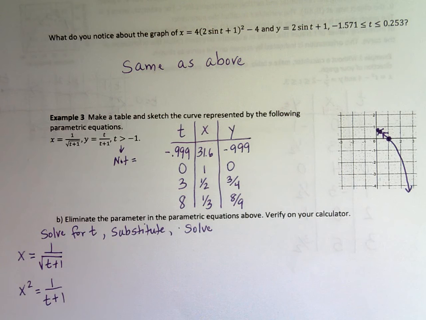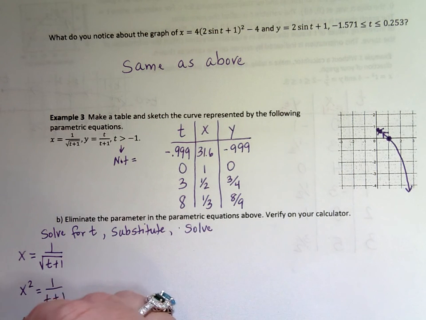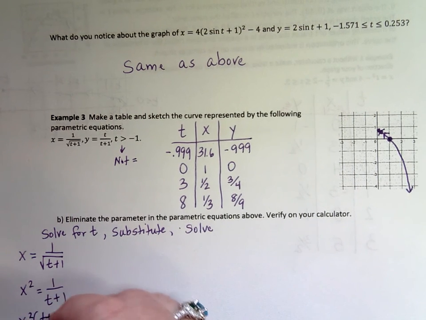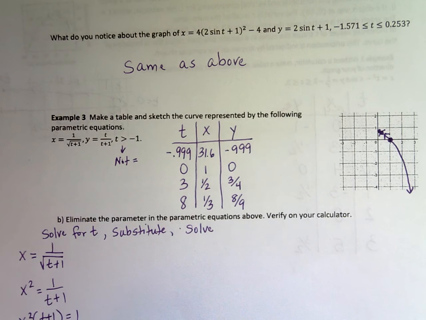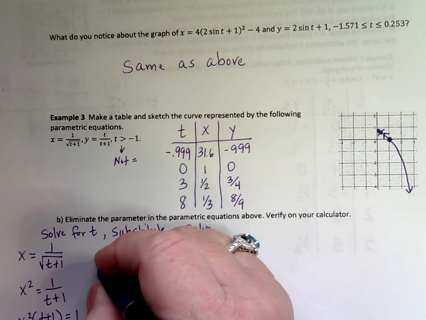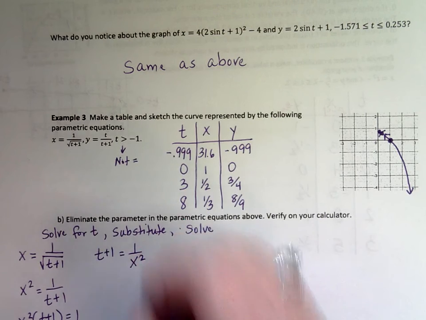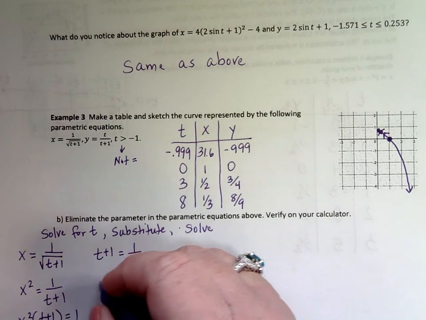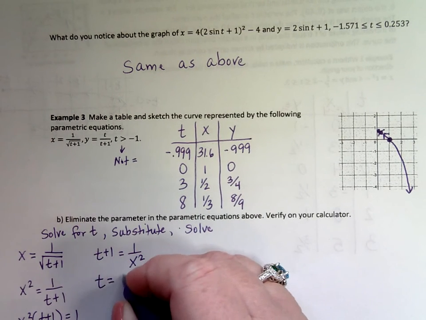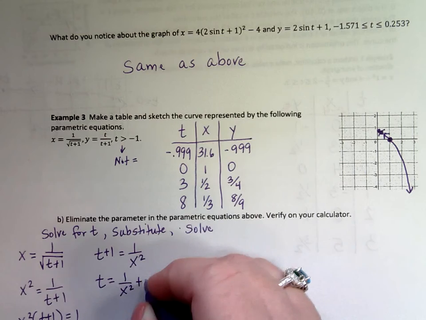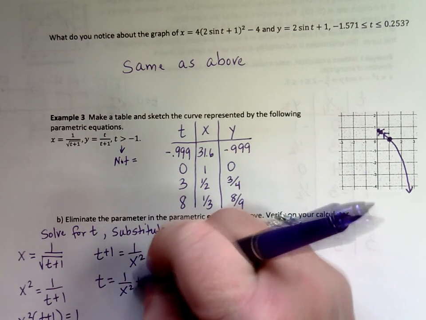If I square both sides, and then you know me, I'm a big fan of cross multiplying. That's going to give me x squared times t plus 1 equals 1. And remember, I'm trying to dig towards the t. So I'm going to get rid of this x squared. My next step is t plus 1 equals 1 over x squared when I divide, so that t equals 1 over x squared minus 1. Swinging that 1 over.